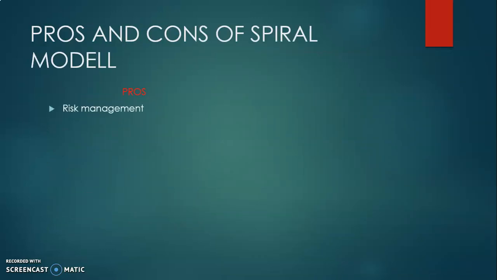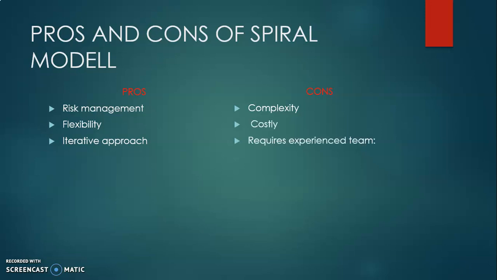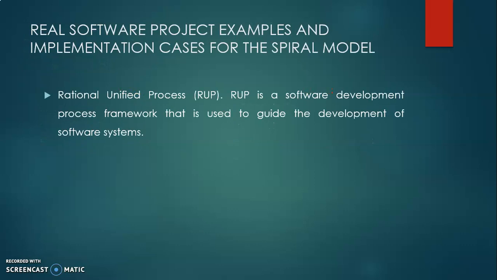Start with the pros: risk management, as we earlier said, flexibility, iterative approach. Then we're going on to the cons of the model. Complexity, it has a high level of complexity. It is quite costly. Then it requires an experienced team. You need skilled human resource to apply the iterative approach of the spiral model. So a real-life application of the spiral model is the Rational Unified Process, the software development process framework that is used to guide the development of software systems.